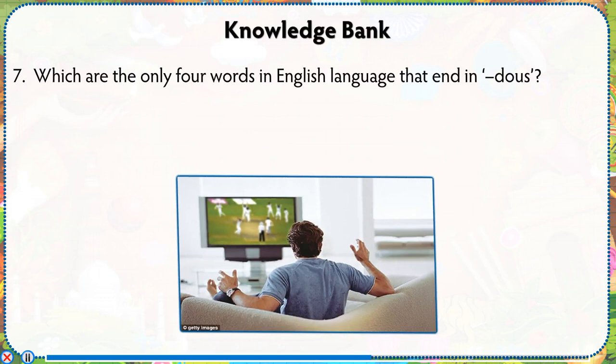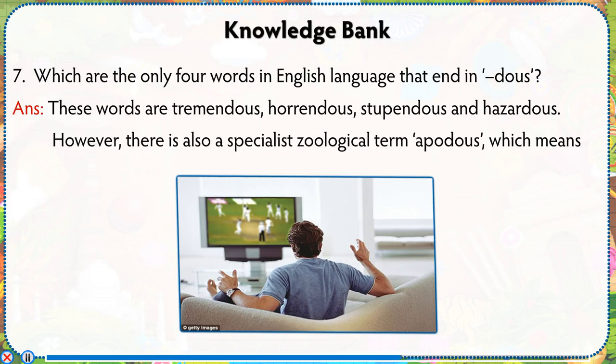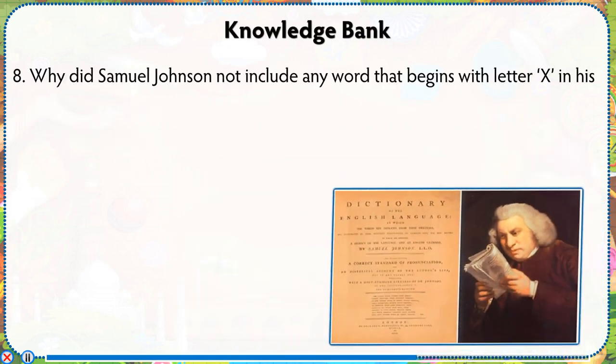Seventh, which are the only 4 words in English language that end in "-us"? Answer. These words are tremendous, horrendous, stupendous, and hazardous. However, there is also a specialist zoological term, apodous, which means without feet.